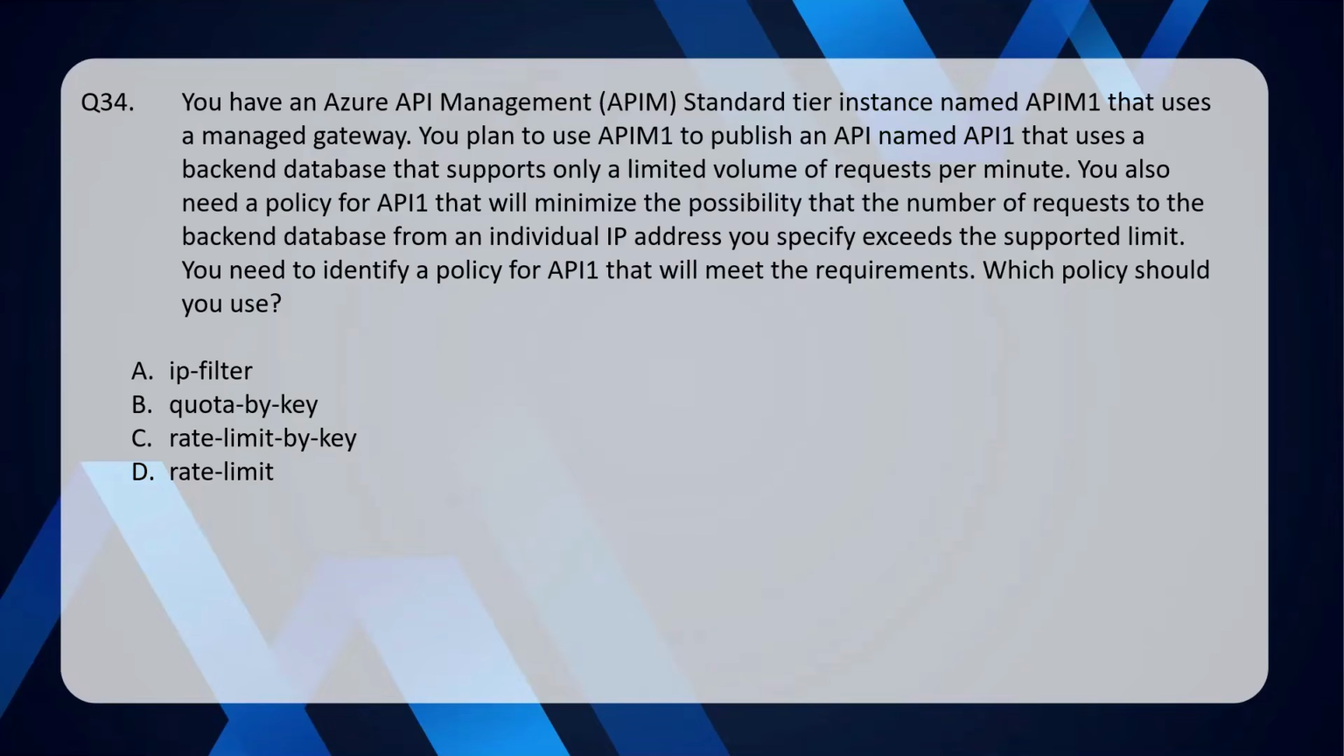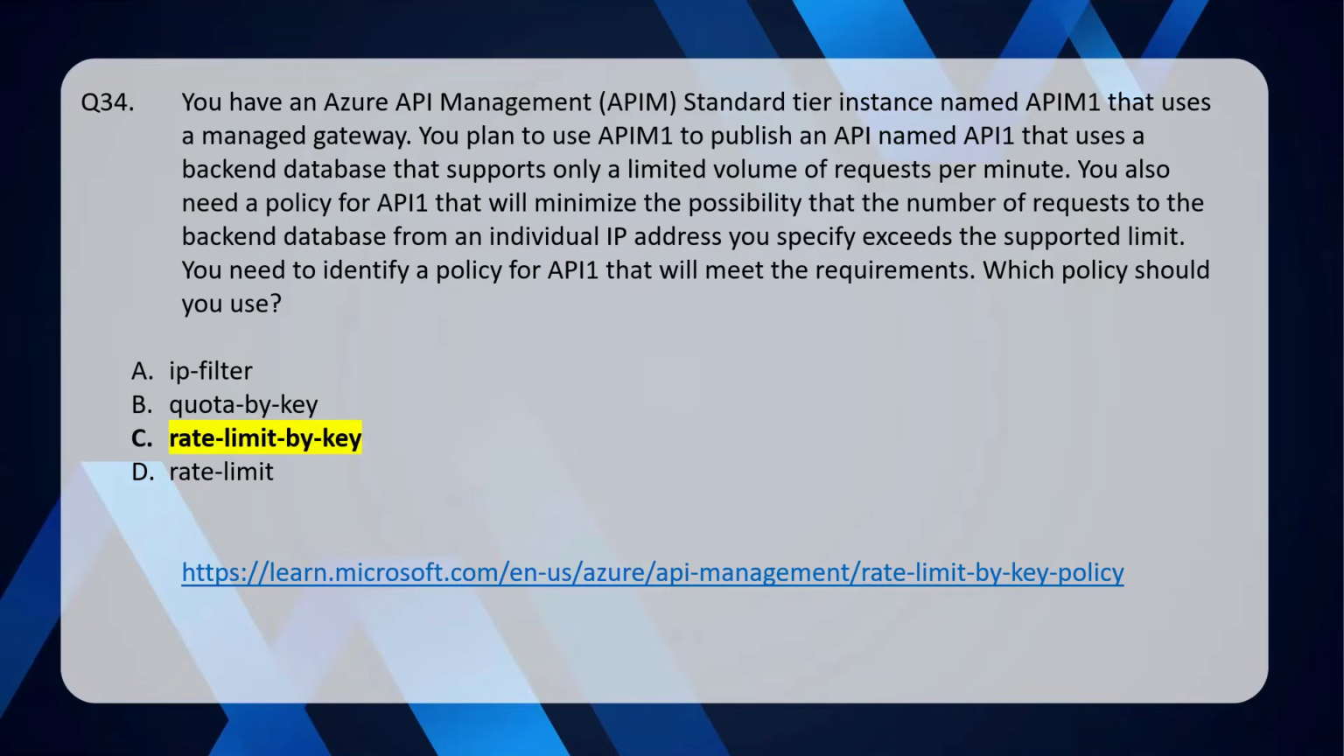You need to identify a policy for API1 that will meet the requirements. Which policy should you use? Your options are IP filter, quota by key, rate limit by key, and rate limit. Now folks, the goal here is to minimize the possibility that the number of requests to the backend database from an individual IP address exceed the supported limit. So you will use the rate limit by key policy.